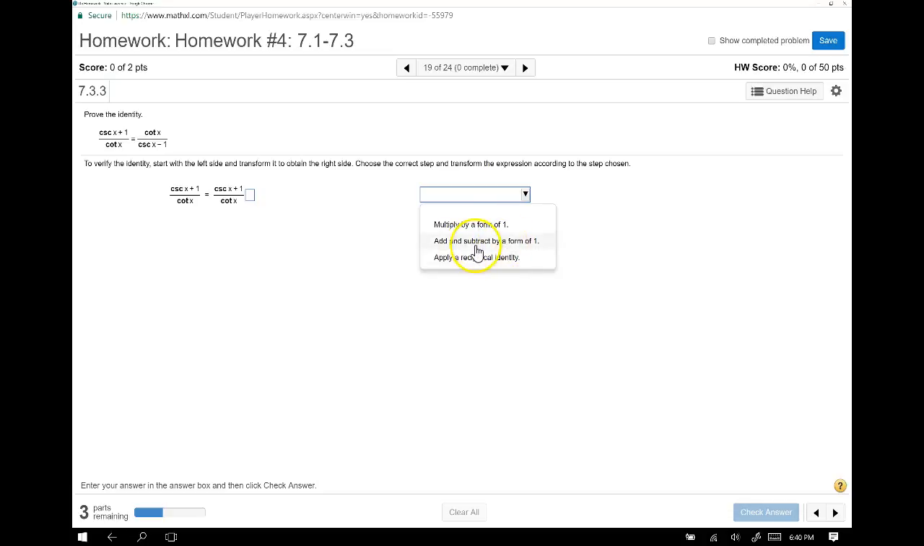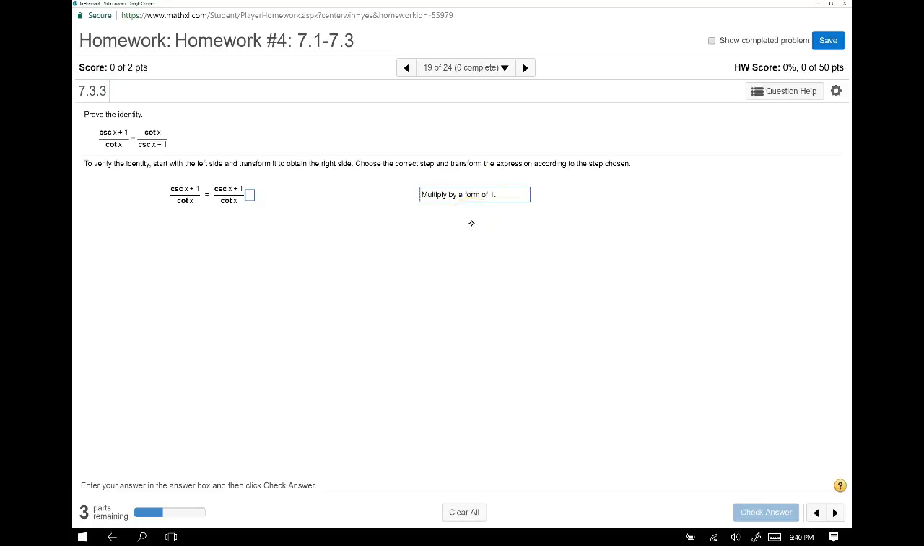you are not going to add and subtract from a fraction. Then we have to get common denominators and all that stuff. So you're never going to add and subtract from a fraction. We're not going to do any sort of reciprocal identities yet. We might later on, but what we're going to do right now is we're going to multiply by a form of 1. And I'm going to tell you why.